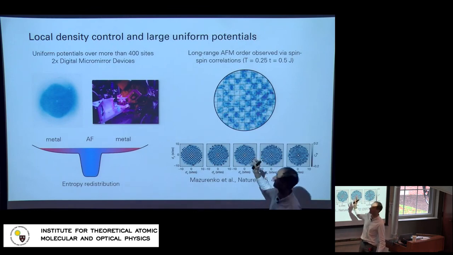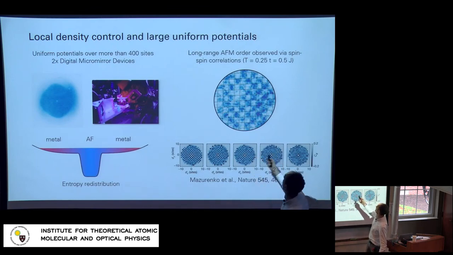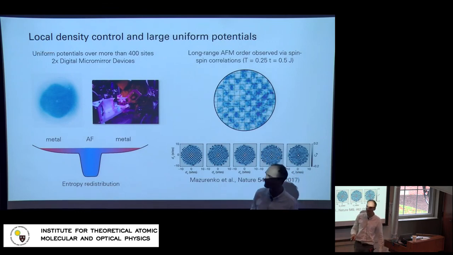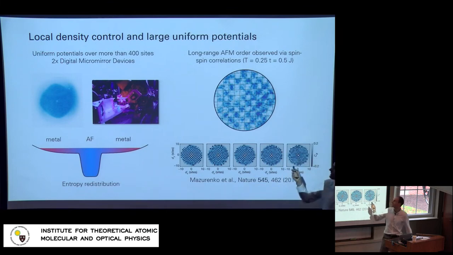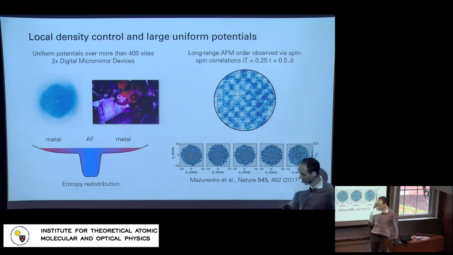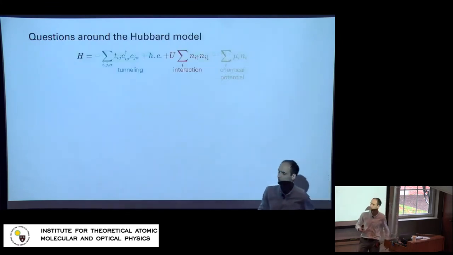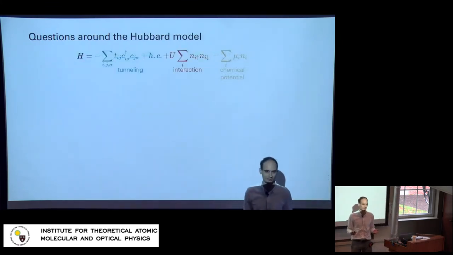And together with low temperatures, historically five years ago about a quarter of the tunneling or half the spin exchange energy, we were able to look at the spin-spin correlations and observe long-range antiferromagnetic correlations extending over our entire system size.